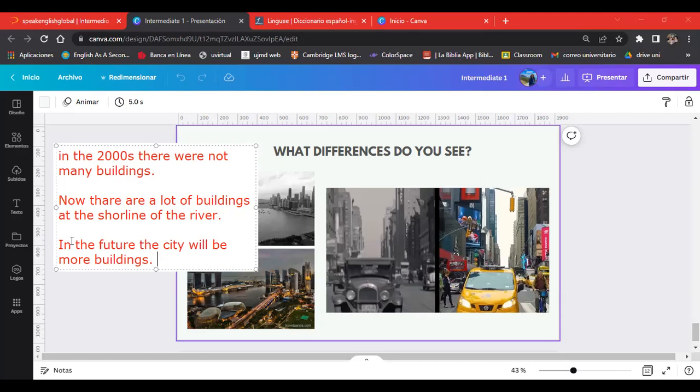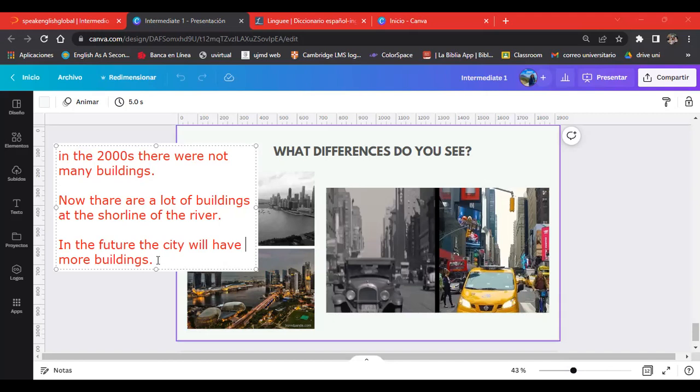Just something important. You say in the future, the city will be. If you say the city will be, you're saying la ciudad será. What do you want to say? We will have. Entonces tendrá. Will have more buildings. If you want to use the verb to be to talk about what is in the city, remember to use also prepositions of place. In the city, there will be more buildings.